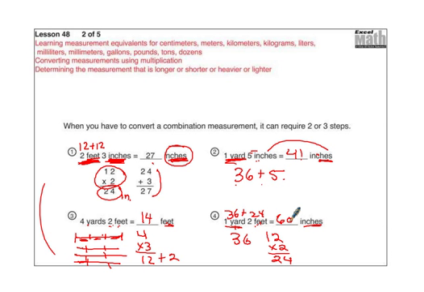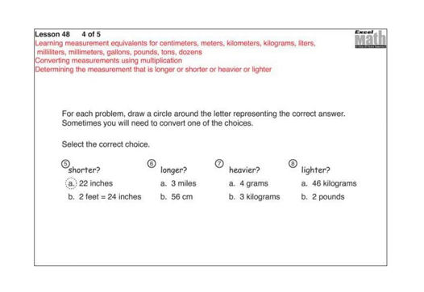All right, let's keep going. It says, for each problem, draw a circle around the letter representing the correct answer. Sometimes you will need to convert one of the choices. Select the correct choice. Which one's shorter? It says right here, 22 inches, and this part is not showing when they give you the problem. It just says 22 inches or 2 feet.